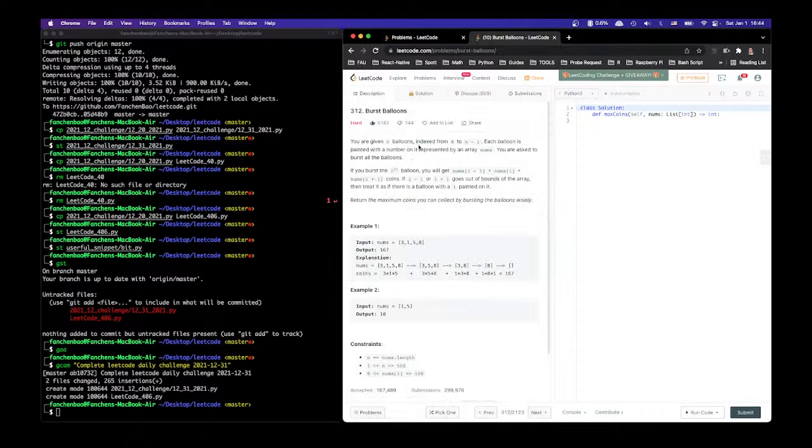You're given n balloons, indexed from 0 to n minus 1. Each balloon is painted with a number on it, represented by an array nums. You are asked to burst all the balloons. If you burst the ith balloon, you'll get left times middle times right coins. If this goes out of bounds of the array, then treat it as if there is a balloon with a 1 painted on it. Return the maximum coins you can collect by bursting the balloons wisely.